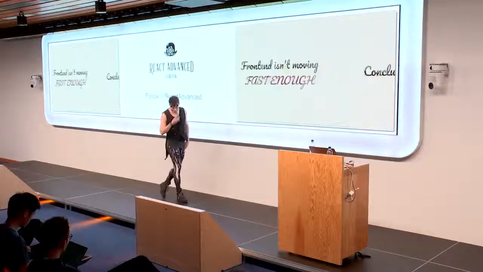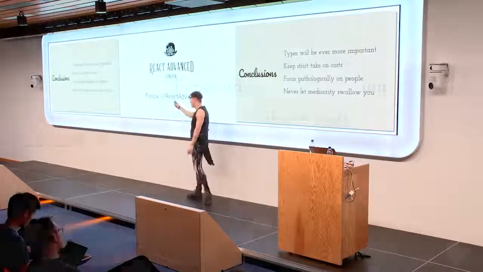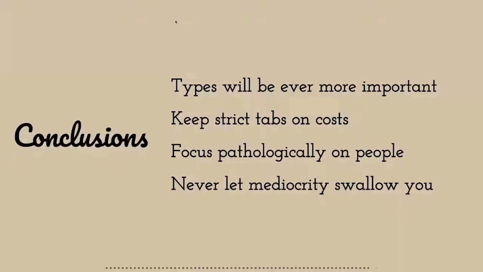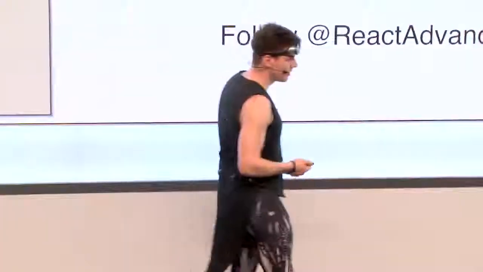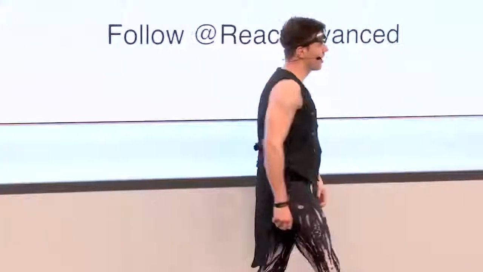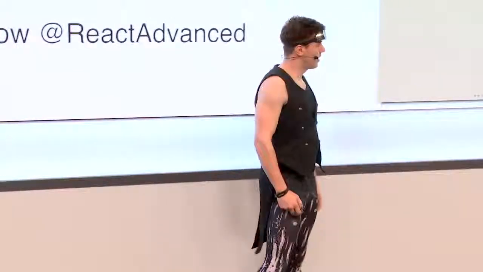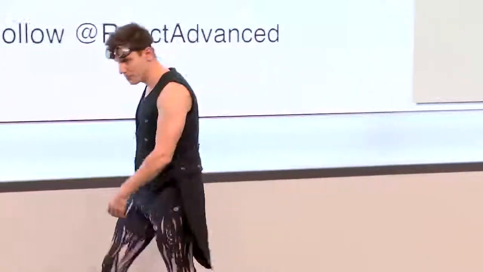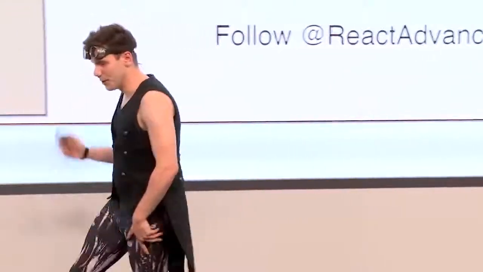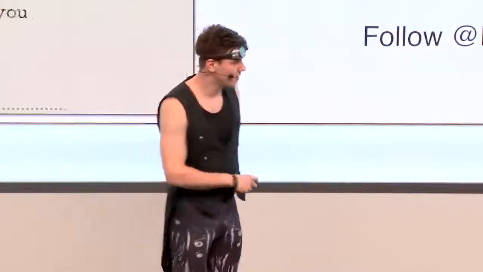So, conclusions. Types will be ever more important. Keep a strict tab on costs when you make them. Focus pathologically on people, because they're the ones who'll be writing it. They're the ones who'll be maintaining it. And also understand their feelings and frustrations. A very wise old man once told me, treat every person you mentor with the idea that they might have zero knowledge, but a capacity for infinite intelligence. And never let mediocrity swallow you. We can always do better.